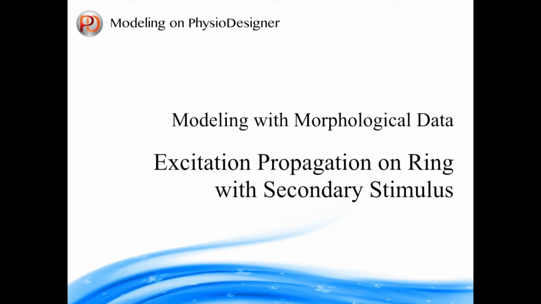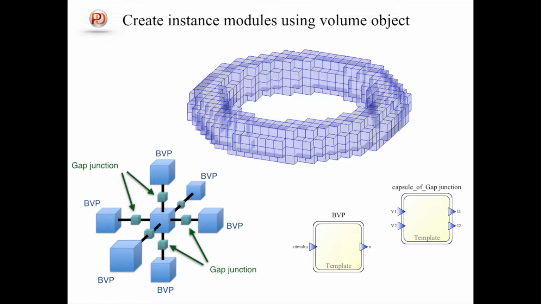In this tutorial, we will update the model created in the previous tutorial. The simulation showed excitation propagation on a ring, or a solid torus. Remember that we utilized a volume object of the ring to create the model, which is eventually composed of many instance modules of BVP model and gap junction model.